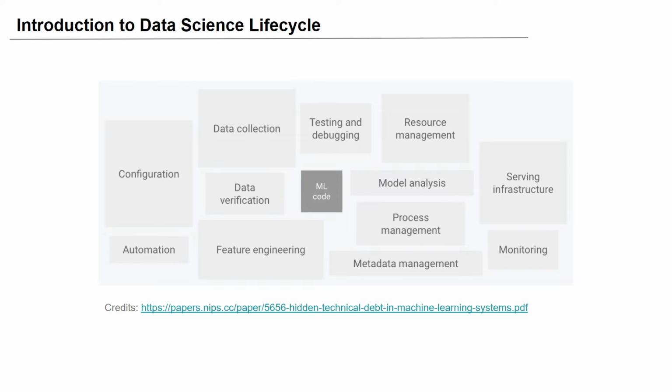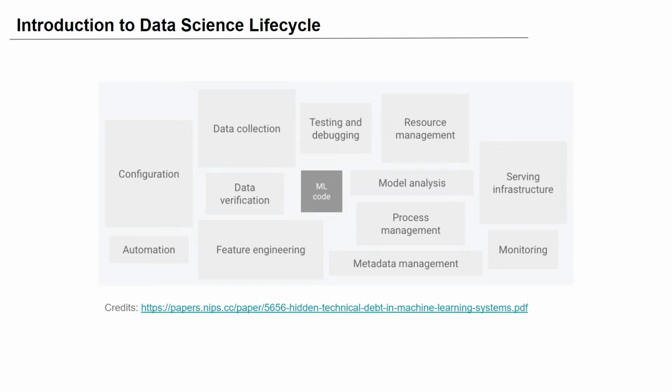So as you can see here in the diagram, a data science project is full of multiple components. Now, most beginners initially believe that building a model is the whole data science project. But if you see here, machine learning code is a very small part of the entire data science lifecycle. There are a lot of other parts, like data collection, data verification, feature engineering, model analysis, and lots more in a data science project.